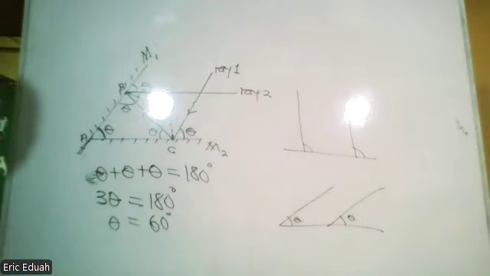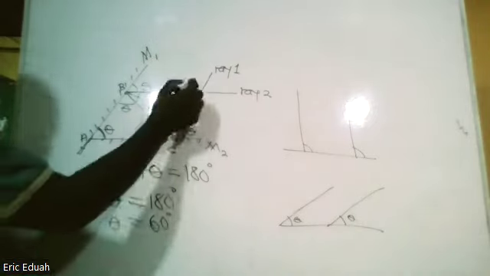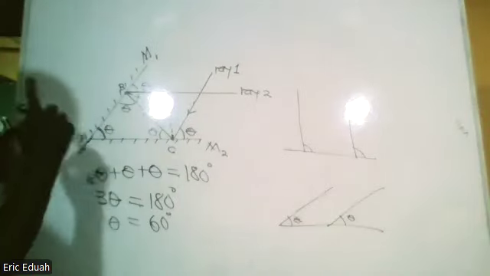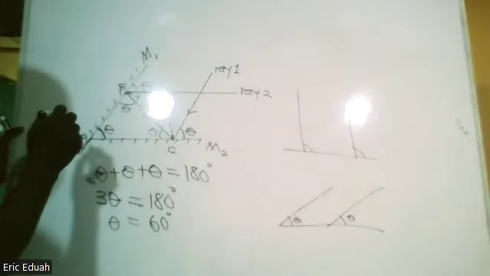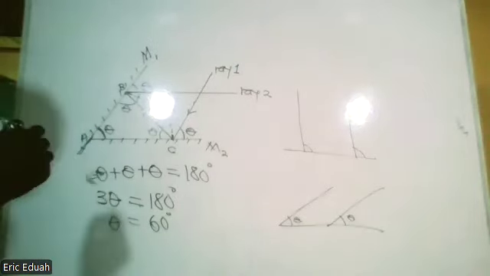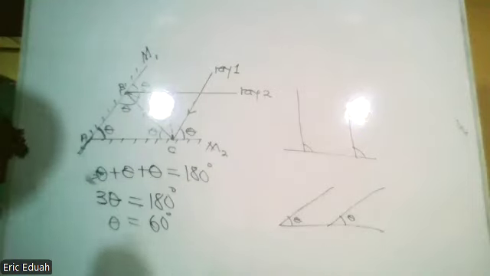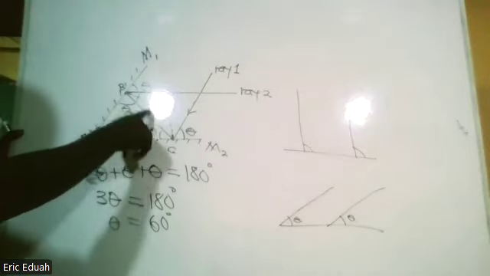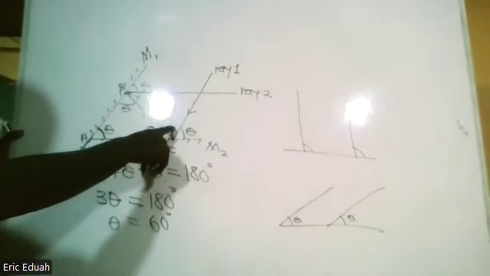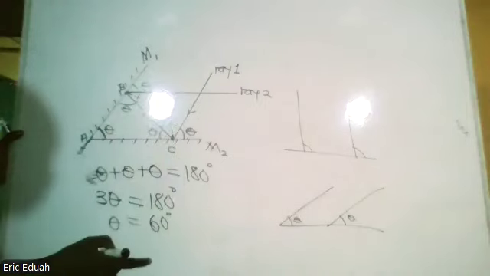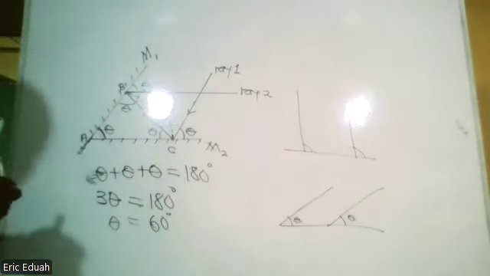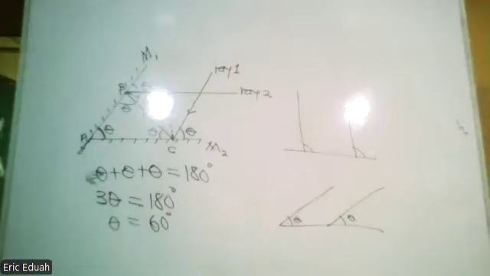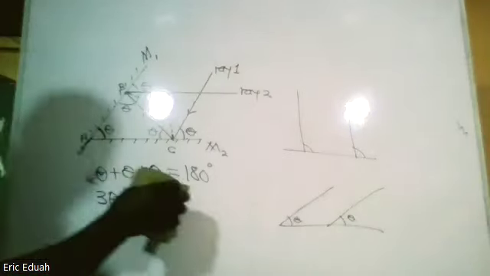Now, we can also use this triangle. We can also find the angle of incidence here. The angle of incidence is equal to the angle of reflection. We can calculate the angle of incidence once we know theta, and we can use this.